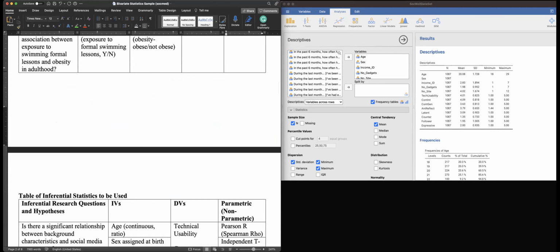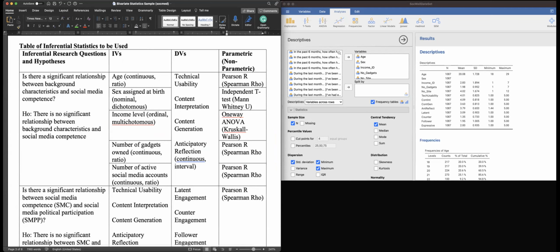Sige, so let's go and give an example. So for example, my colleagues and I, or my graduate students and I, were able to publish a paper in relation to is social media competence related to social media political participation. So social media competence basically is operationally defined as students having the following skills, no? Do they have technical usability, or do they know how to operate a social media account? Content interpretation, are they able to interpret the content that they digest or they consume online.